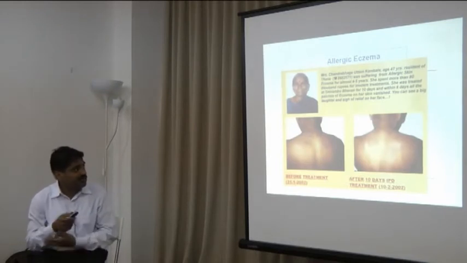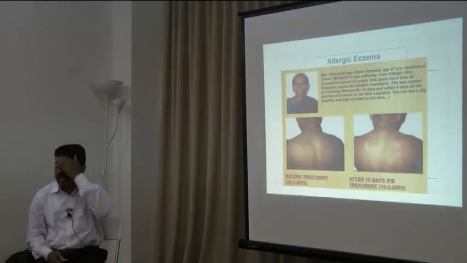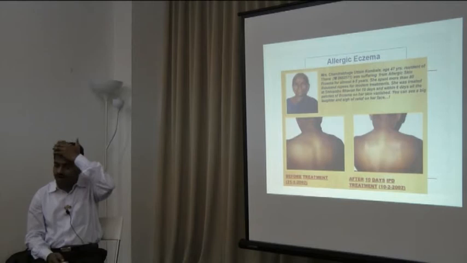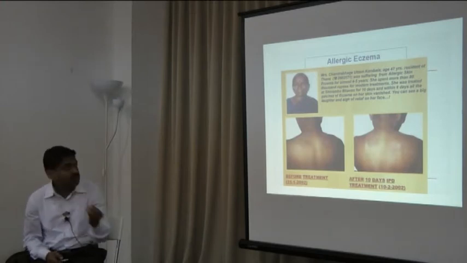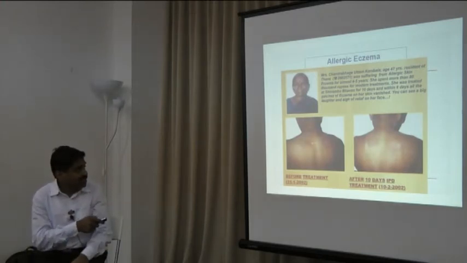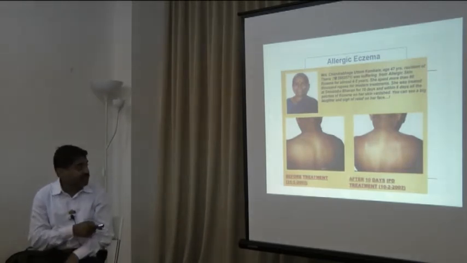Here is another case of allergic eczema. This lady had allergic lesions on her scalp in such a way that her whole scalp was full of lesions. A foul-smelling discharge used to ooze out from the head. She even had those lesions on her back, and all the time it was a very difficult situation for her to live a normal life.